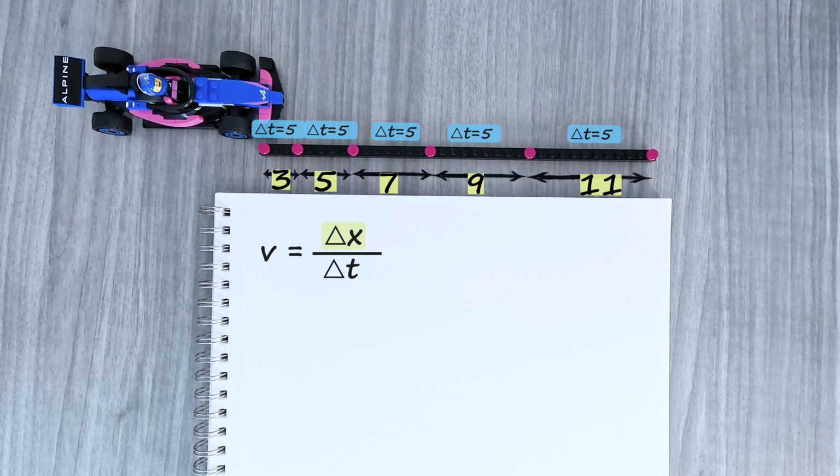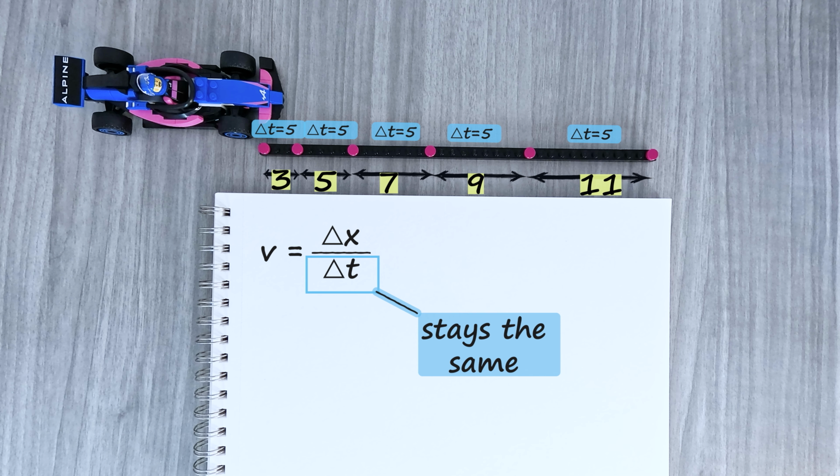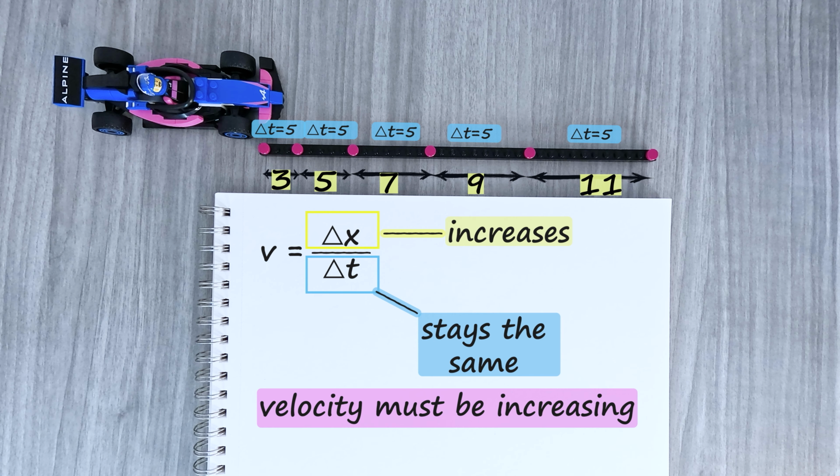Just like before, the numerator in our average velocity equation is the change in position and the denominator is the change in time. That change in time is going to stay equal across all of the intervals. The change in position is getting larger and larger. That means our numerator is getting larger and larger. So that corresponds to the velocity getting larger and larger. Increasing velocity means the car is speeding up as it moves to the right, which is the positive direction.